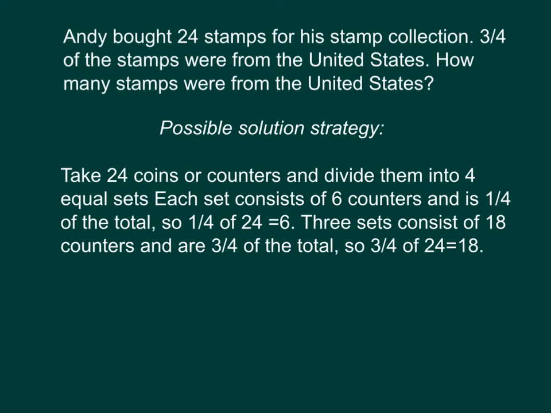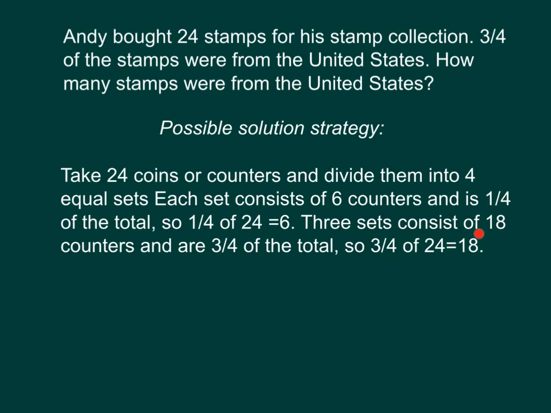So, boys and girls, here's a possible solution to this problem of the stamps. Take 24 coins or counters to represent 24 stamps and divide them into 4 equal sets, because we know there are groups of 4 because it says here 3/4 of the stamps. Each set consists of 6 counters and is 1/4 of the total. So 1/4 of 24 equals 6. There's going to be 6 in each group of 4.